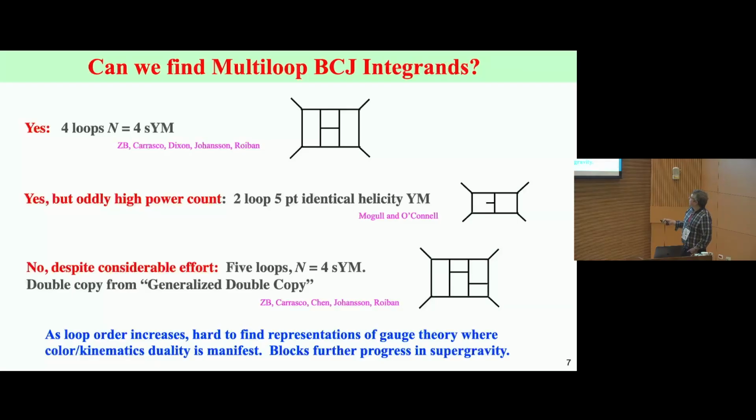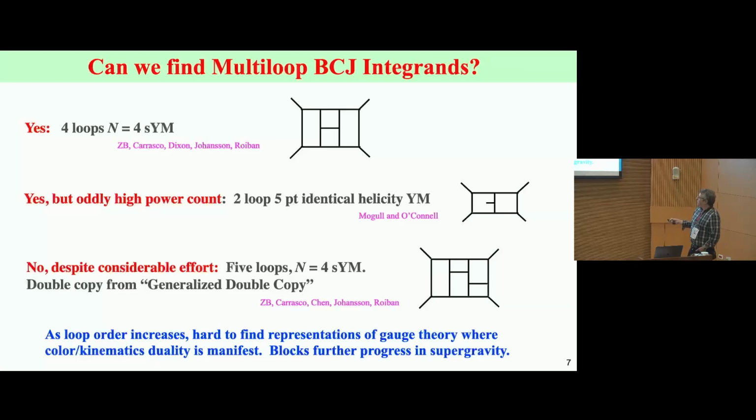Okay, here's one. Two loop 5-point identical helicity Yang-Mills. And the answer is yes, you can do it. But the expression has an oddly high power count. It's not a great representation. That's not so great. But there's a much worse problem.